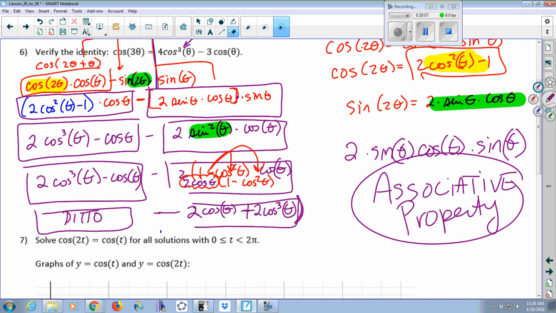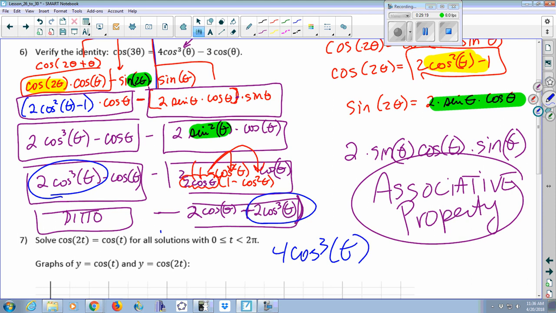I've got 2 cosine cubed theta here, 2 cosine cubed theta there. Gives me 4 cosine cubed theta. I check those off. And I have minus 1 cosine theta, take away 2 more cosine thetas, which is minus 3 cosine theta.